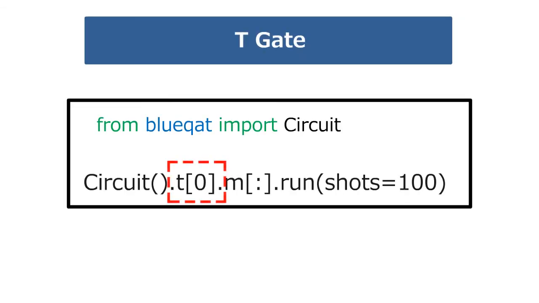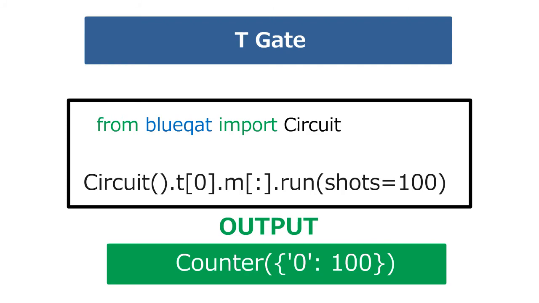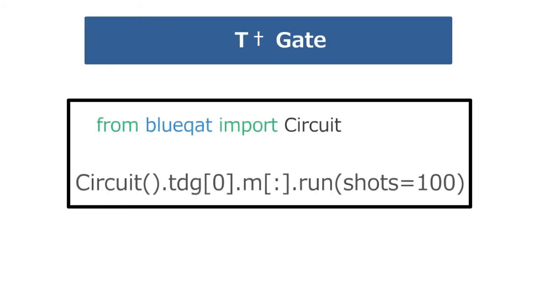Now we will see about TGate. And here we use TGate. If we run this code then we will get output as 0, just like the output of earlier gates. And here we use TDGate. If we run this code then we will get output as 0.